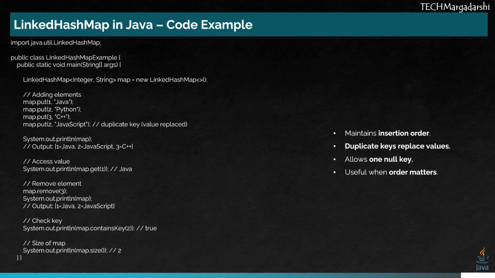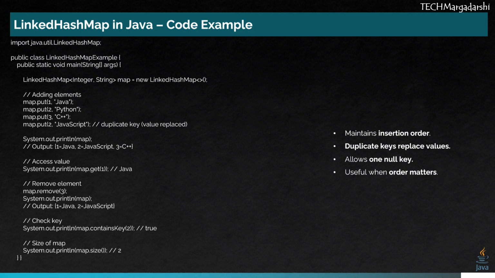First, we import the LinkedHashMap class and create a map with integer keys and string values. We add elements using the put method. When we insert a duplicate key, like key 2 again, the value gets replaced with the new one.